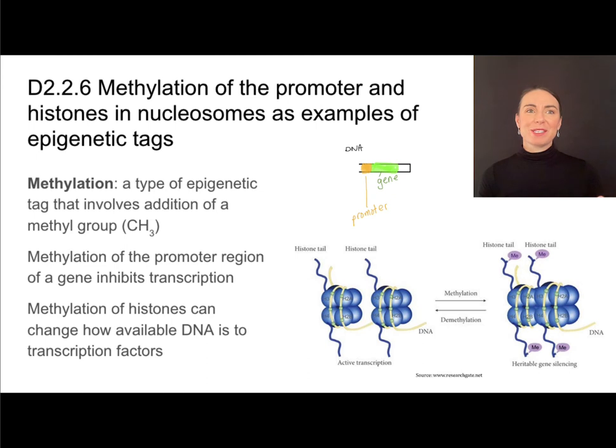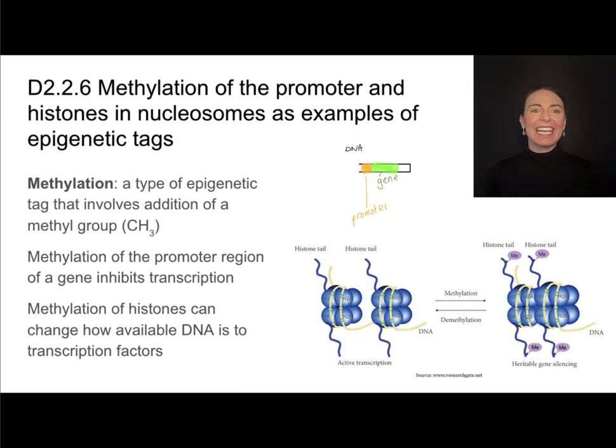Now, again, controlling genes means controlling the production of that protein. One of the examples of epigenetic tagging that we'll look at is something called methylation. I love this because it's exactly what it sounds like. It's a type of epigenetic tag that involves adding a methyl group, which is CH3. That methyl group can be added directly to DNA or to histone proteins. If that methyl group is added to base sequences on the promoter of a gene, it inhibits transcription. So it can be added directly to, let's say, the cytosine, that nitrogenous base. If that methyl group is added there, that will silence the gene.